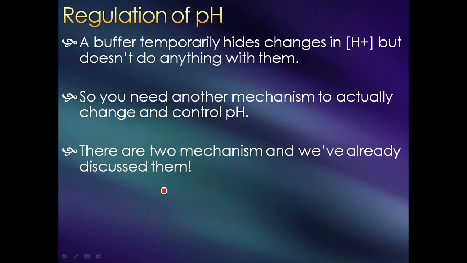Now let's see if you guys can remember the two mechanisms that we use to regulate acid-base imbalances. Well, hopefully you're thinking respiratory, because the respiratory system regulates the acid-base balance by regulating the amount of CO2 in our body. And hopefully you recall from last week that urinary also regulates acid-base balance, because in the kidneys we can get rid of extra hydrogen ions or keep our hydrogen ions.